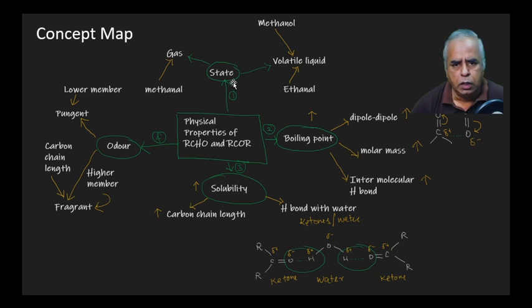So here we have talked about state. So state means the gaseous state. So methanal is gas. Methanal is volatile liquid. And ethanal is volatile liquid. Then boiling point. When we discuss about boiling point, which are all the factors influencing the boiling point? Dipole-dipole interaction, molar mass, intermolecular hydrogen bonding. So when they increase, naturally the boiling point increases.